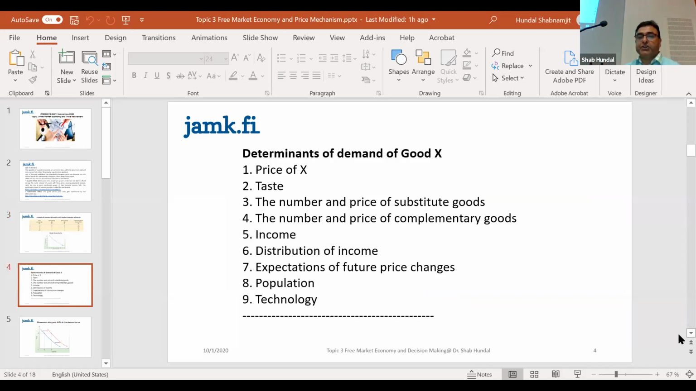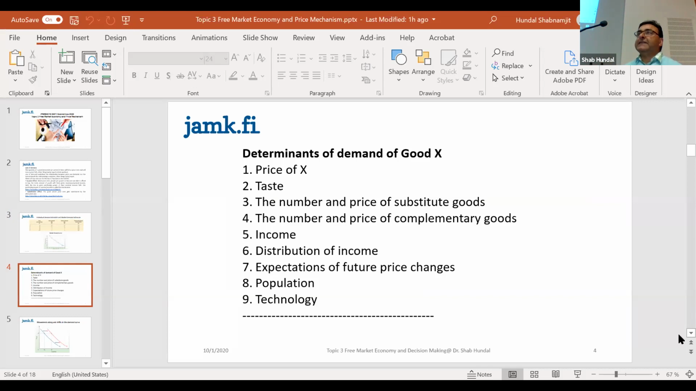The factors which determine demand. I want you to answer this. Now see, I'm talking about demand for X. Let's assume in our discussion that we are talking about some X commodity. Does demand for X depend on the price of X? How? We discussed quite a lot. I will not spend much time on it. You all know, I'm sure.